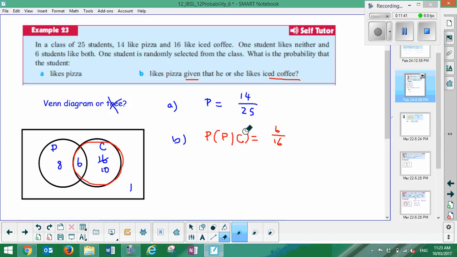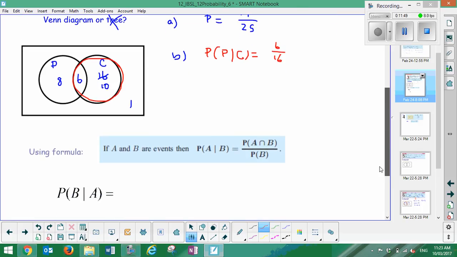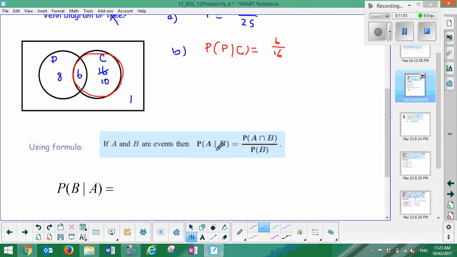All right, let's make that look a little bit neater. Okay. So the formula here is the probability of A given B is the probability of getting A and B. So that's our A and B, the P and C, in this case. We've got the probability of liking pizza and liking coffee, given that, out of those that like coffee. So we're just looking at the coffee. So you need to know that formula.